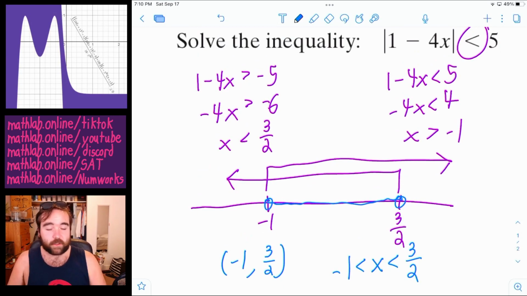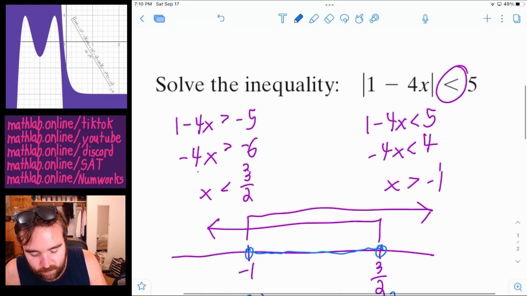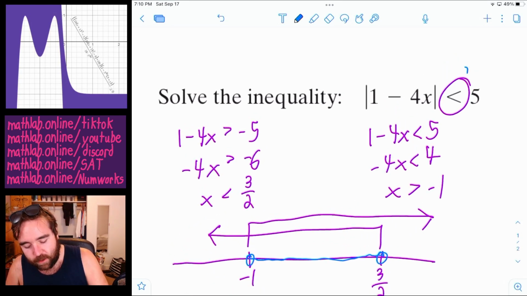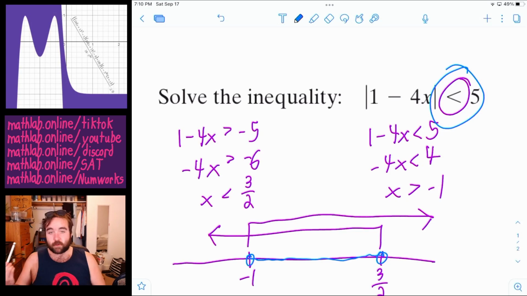So absolute value, the gist of it is you split it up into its two different equations. And then when you have two equations, you've got to look at this sign right here. Is it "and" or "or"? And that'll depend on if you need both of them to be true or just one of them to be true.